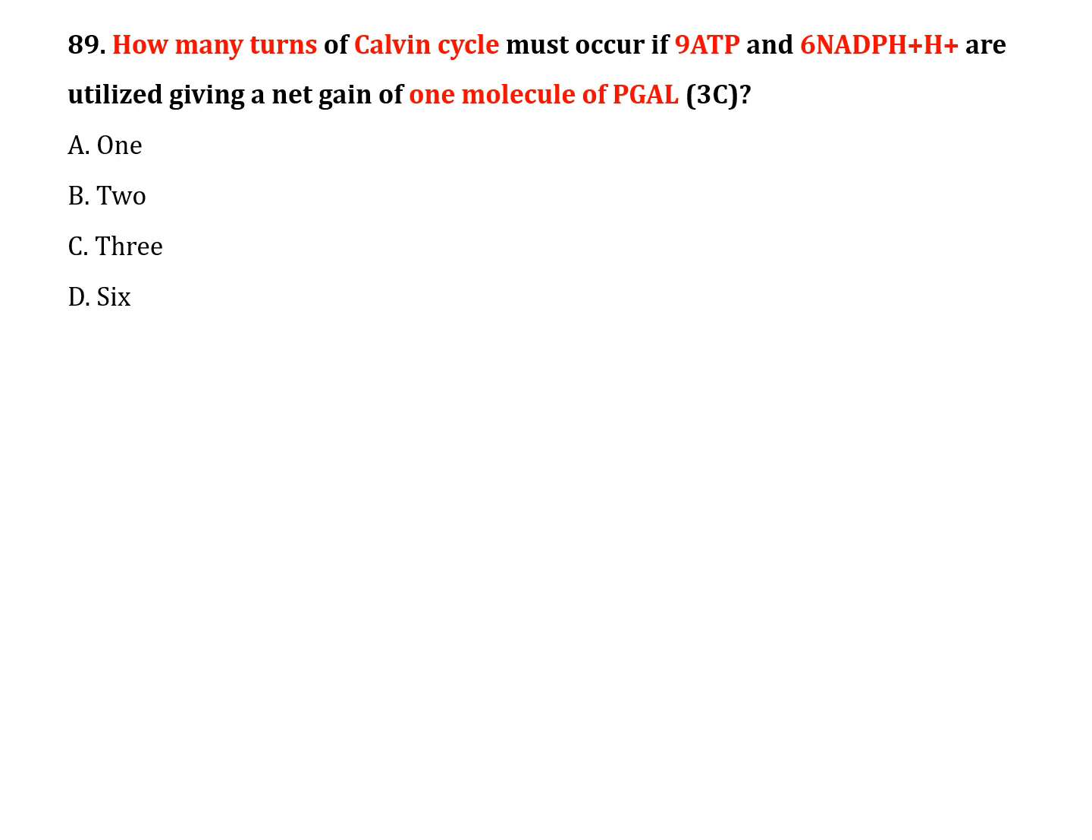The next question, number 89. How many turns of the Calvin cycle must occur if 9 ATP and 6 NADPH2 are utilized, giving a net gain of 1 molecule of PGAL? Option A, 1; option B, 2; option C, 3; option D, 6. The correct answer is option C, 3.